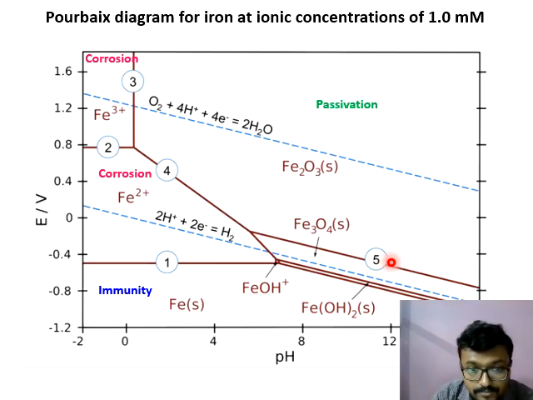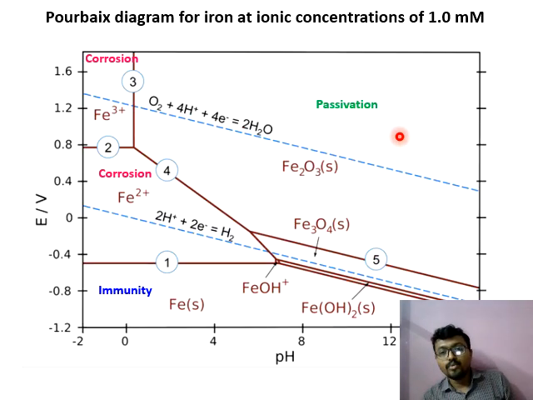Similarly, line number 5 is the equilibrium between iron 2 plus and Fe3O4. Here also there is a change in the oxidation state of iron. Here iron is plus 2, here iron is plus 2.66. So the oxidation number of iron is changed, and also H plus ion is involved in the reaction. So line number 5, which represents the equilibrium reaction between iron 2 plus and Fe3O4, is pH dependent as well as redox dependent. Since reaction 5 is pH dependent as well as redox dependent, we are getting this slope line.